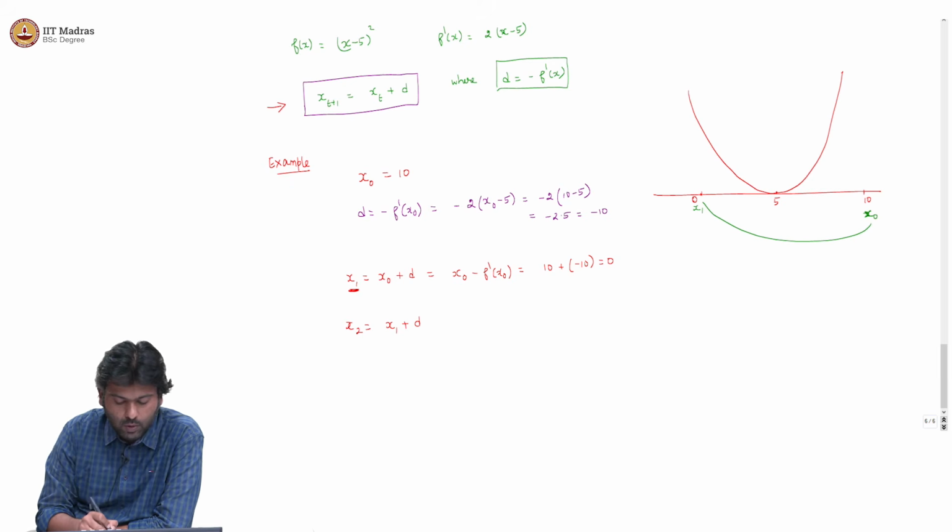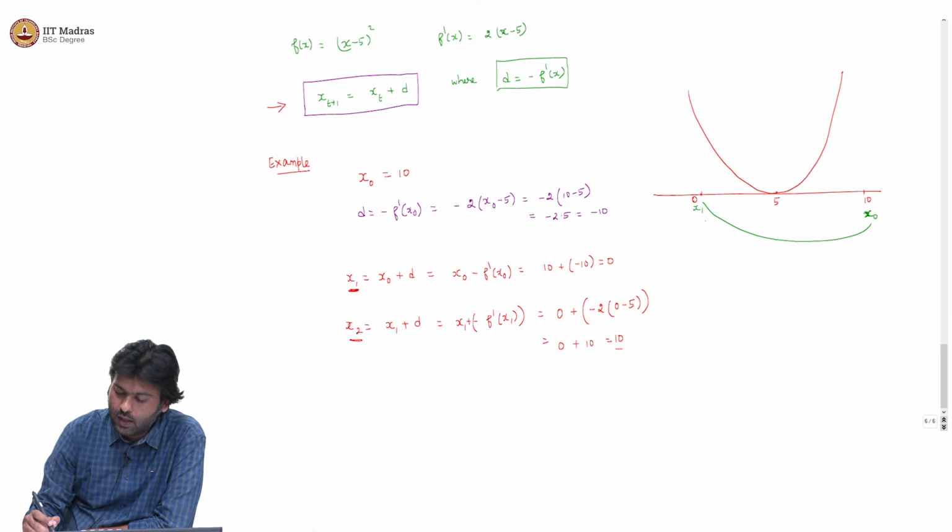Well, the d should correspond to x1, which is x1 minus f dash of x1. We are at 0, so we want to look at minus f dash of x1. Well, what is minus f dash of x1? It is going to be minus 2 times x1 minus 5, which is 0 minus 5. So this is going to be 0 plus minus 2 times minus 5, which is 10. So my x2 is going to be, I start with 0, I add 10, so my x2 is going to be 10.